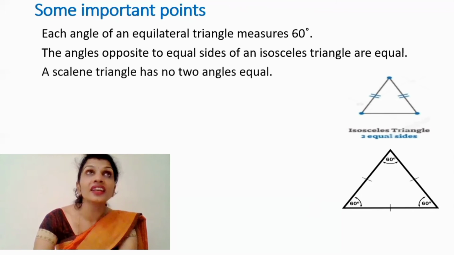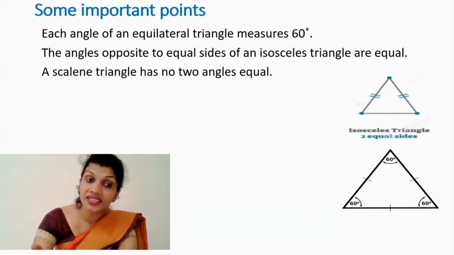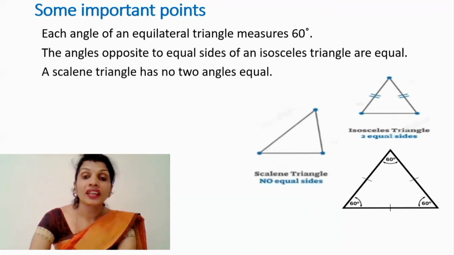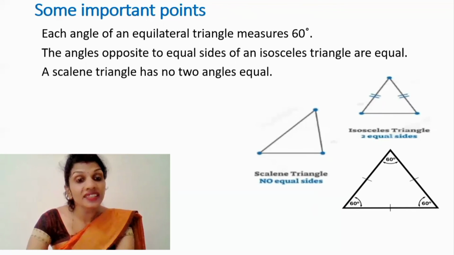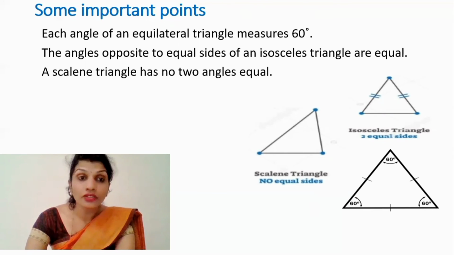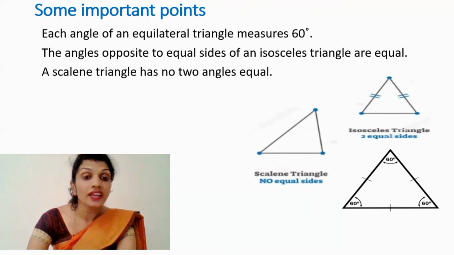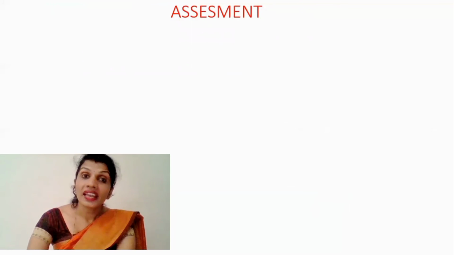And a scalene triangle has no two equal angles. As you know, in a scalene triangle all three sides are unequal. Like that, its angles are also not equal, but the sum is 180 degrees. Whether it is an equilateral triangle, isosceles triangle, or scalene triangle, the sum of the angles is always 180 degrees. So I think your concept is clear.